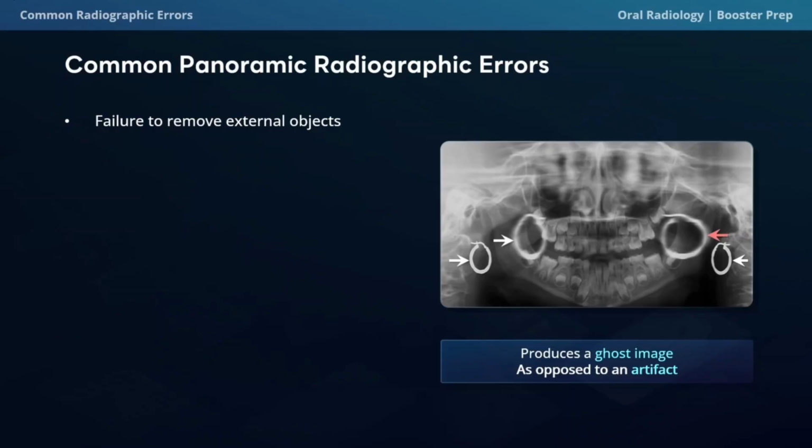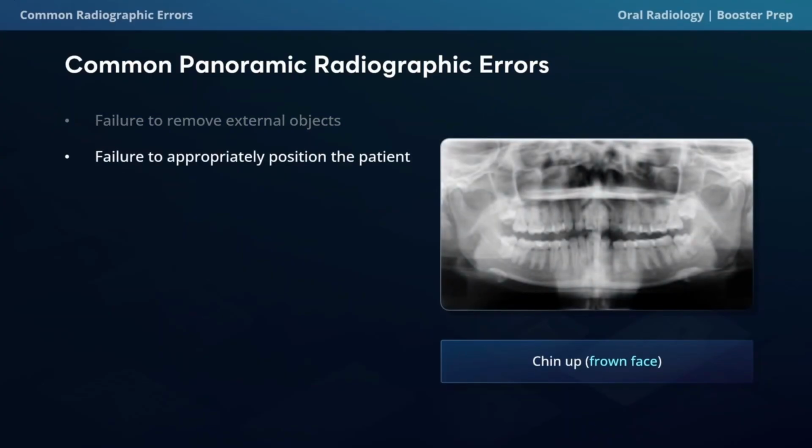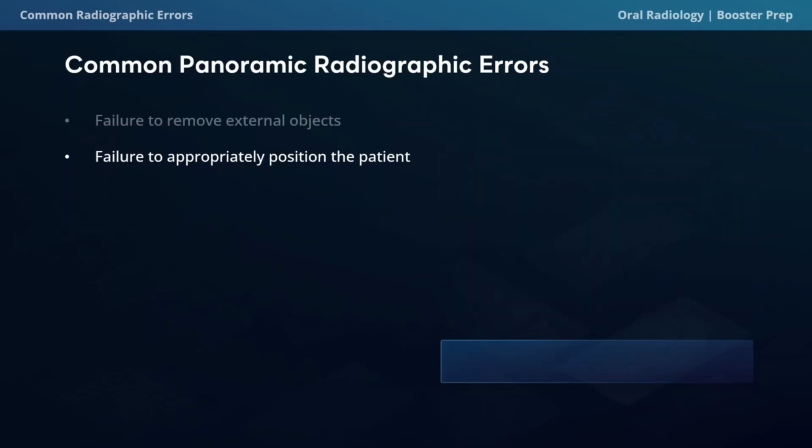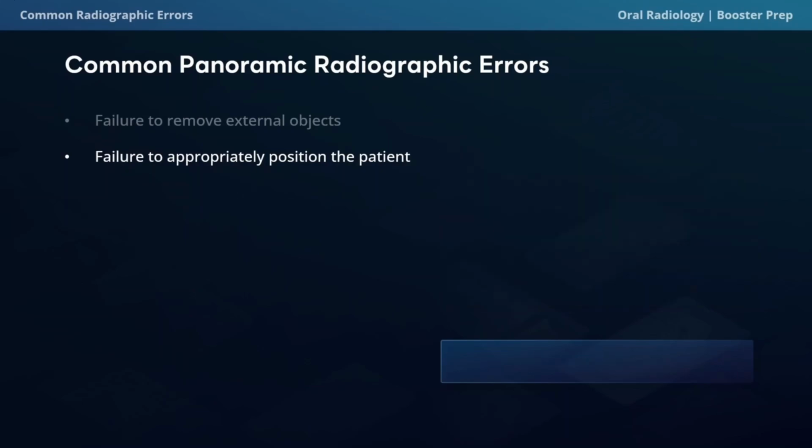And this differs from an artifact, because an artifact is any distortion that is caused by factors like patient motion, equipment errors, or improper positioning. We can also have the patient positioned inappropriately, which can lead to a wide array of errors. So if the chin was positioned too up, the image may show more of a frown face than normal. On the other hand, if the patient's chin was positioned down, the image may appear as a joker, or what I think is a pretty creepy smile.